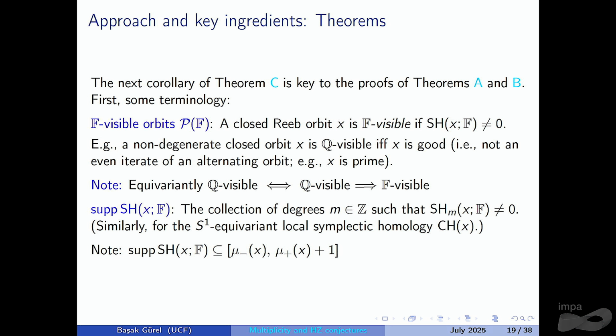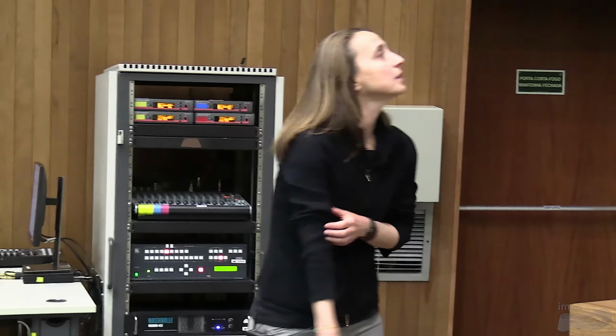So here's some more terminology. Let me denote by P of F, or just simply by P, an orbit which we call F-visible. It just means that the local, non-equivariant symplectic homology is non-zero. In fact, I think it is assumed that they are just eventually visible, but for the sake of today, let's just suppose that X is F-visible.